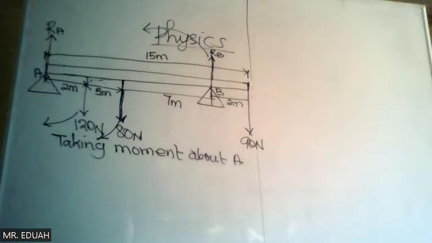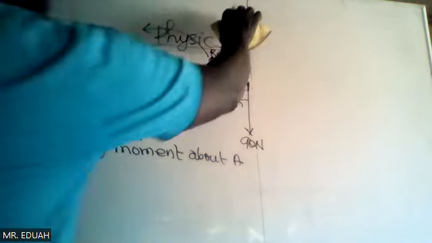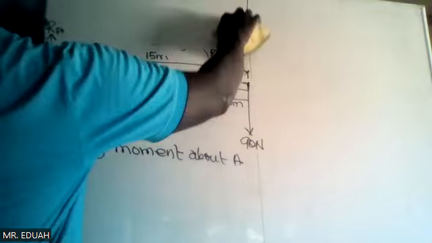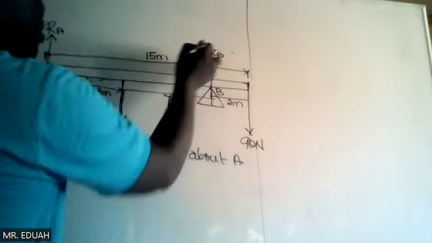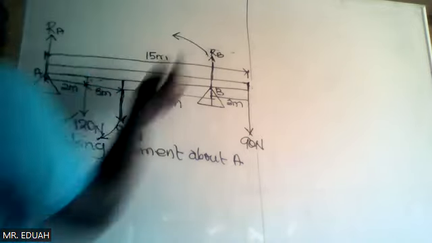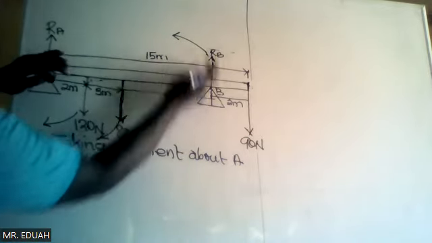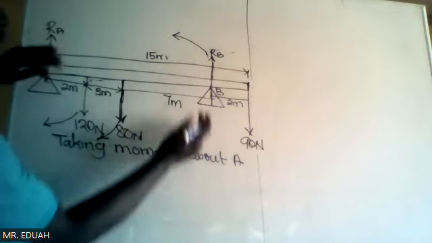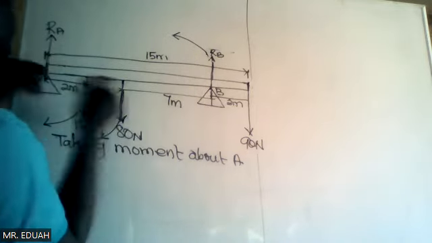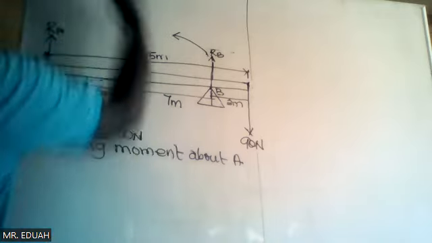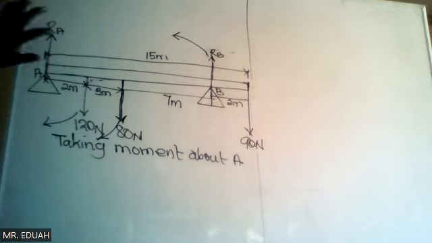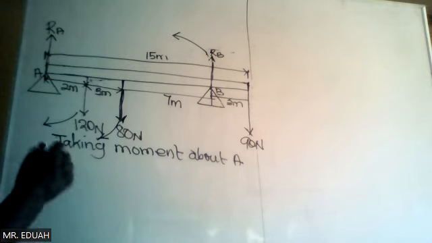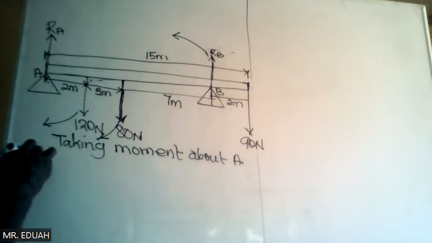Let me clear the physics. This will give me an anti-clockwise turning effect. If this force is pointing upward, then when I push the beam upward, it will turn in this direction. Now, the turning effect produced by RA is 0 because there's no perpendicular distance. So let's look for the summation of clockwise moments.